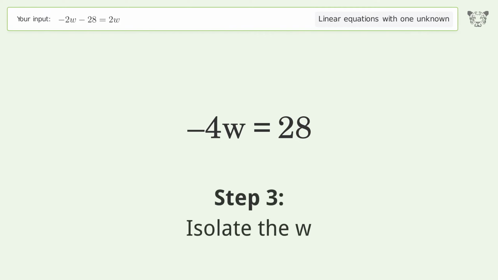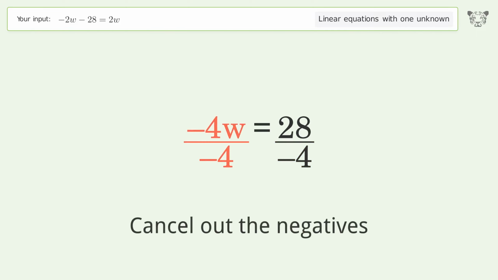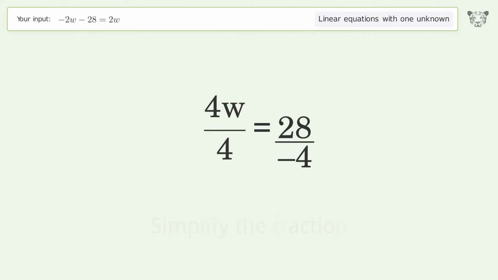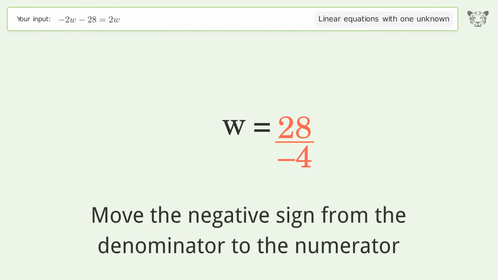Isolate the w. Divide both sides by -4. Cancel out the negatives. Simplify the fraction. Move the negative sign from the denominator to the numerator.